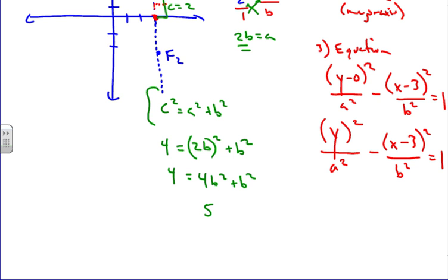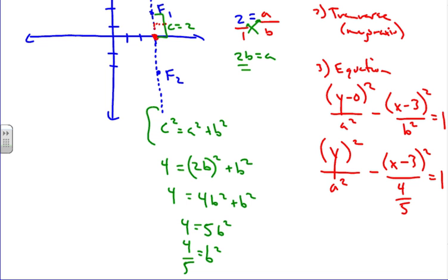So I add these together. 5b squared equals 4, so b squared equals 4 fifths. Over here, I'm going to substitute that in now, putting in 4 fifths for b squared. So then what is a squared going to equal? Well, b squared equals 4 fifths.